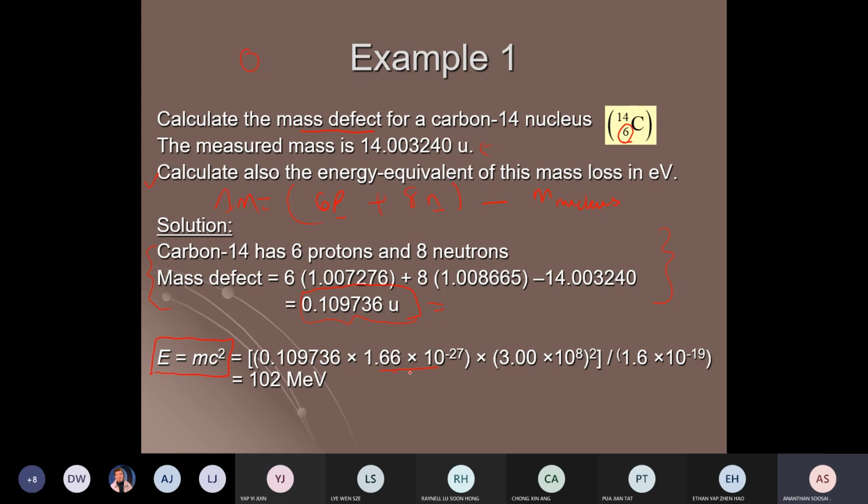You need to multiply by U, 1.66 times 10⁻²⁷. Of course, when you use this formula, you have to use the mass in kilogram, multiplied by the speed of light squared, c being the speed of light. You'll get the answer in joules, but because they want it in eV, divide by 1.6 times 10⁻¹⁹ to get eV. So under 2 mega eV of energy will be released. This energy is equivalent to this mass. If this amount of mass is destroyed, this amount of energy will be released.